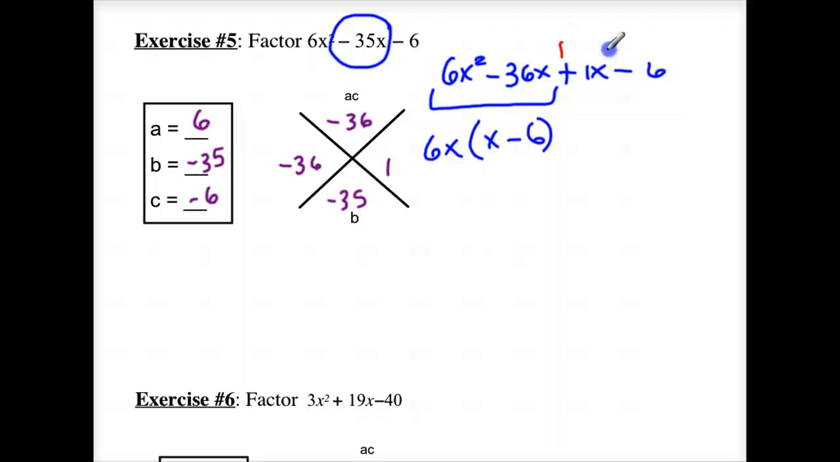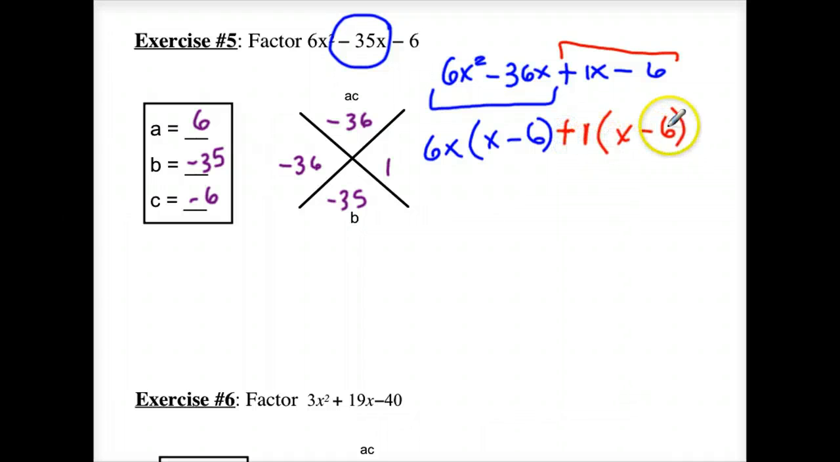Then I'm going to take my second two terms. What do they have in common? x and 6, so they have nothing in common. When they have nothing in common, we always write 1. And then what's left over? x minus 6. Now we want to know what sign goes there. This is going to be a positive.